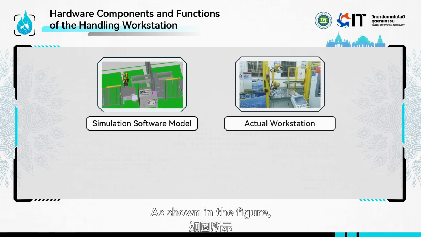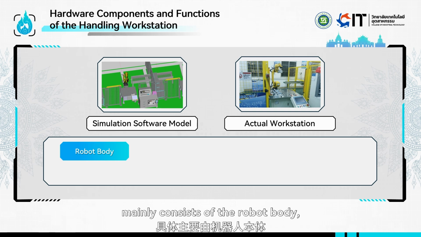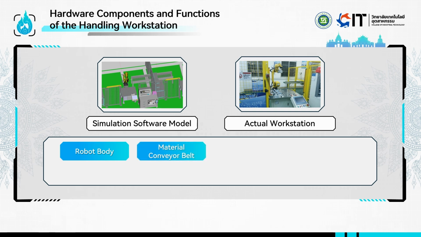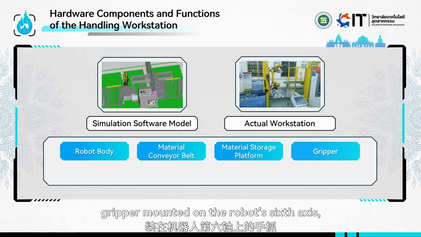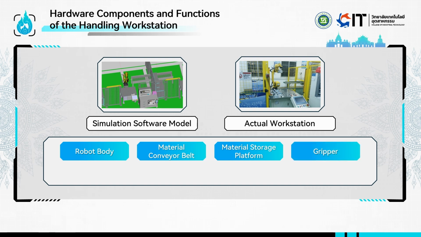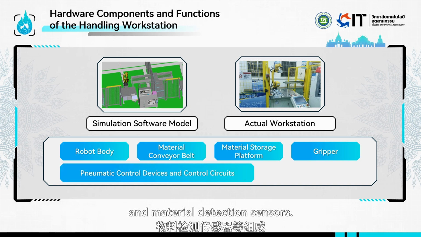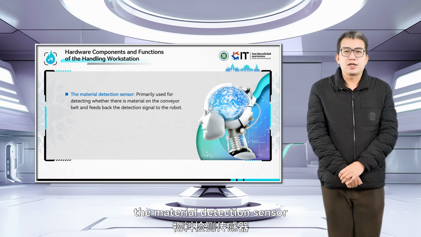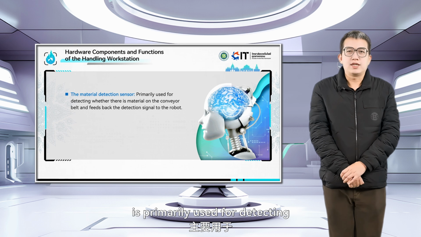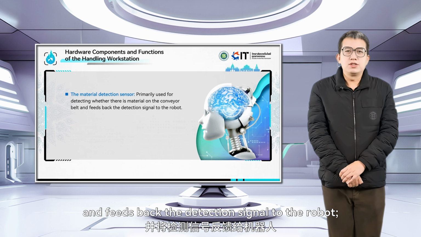As shown in the figure, a typical handling workstation mainly consists of the robot body, material conveyor belt, material storage platform, gripper mounted on the robot's 6th axis, pneumatic control devices and control circuits, and material detection sensors. Among them, the material detection sensor is primarily used for detecting whether there is material on the conveyor belt and feeds back the detection signal to the robot.